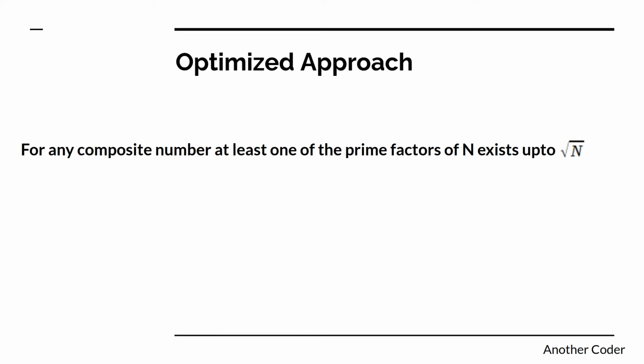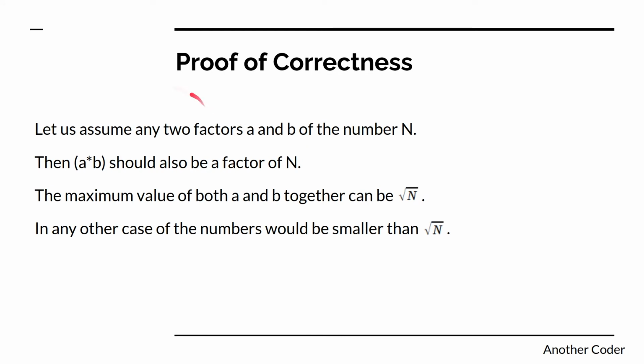Now we will see why this particular statement is true, right? Because this is a mathematical statement and there should be some reason why this is true, and the proof of correctness is also very intuitive and easy. It's not very difficult. We just have to assume any two factors a and b of the number n. So a and b are the factors of the number n. Now if you multiply both a and b, then a into b should also be a factor of n, right?